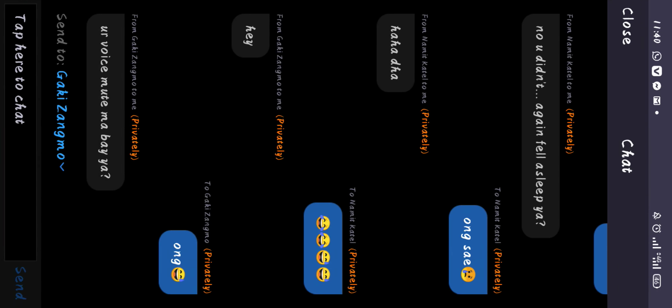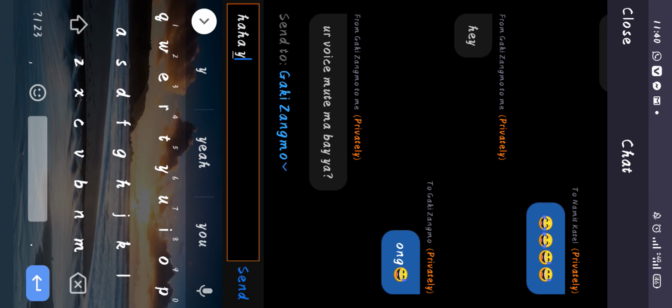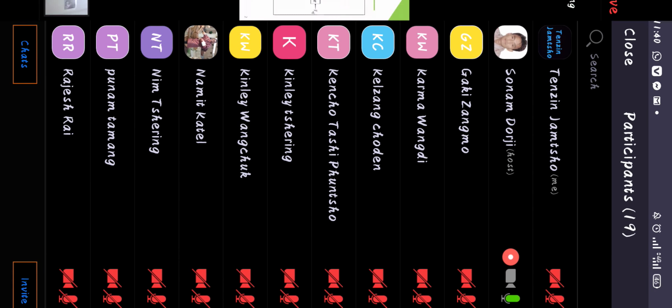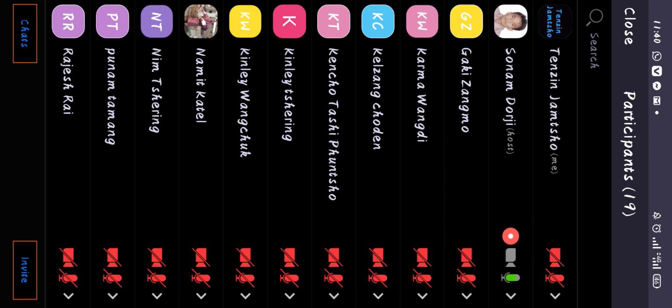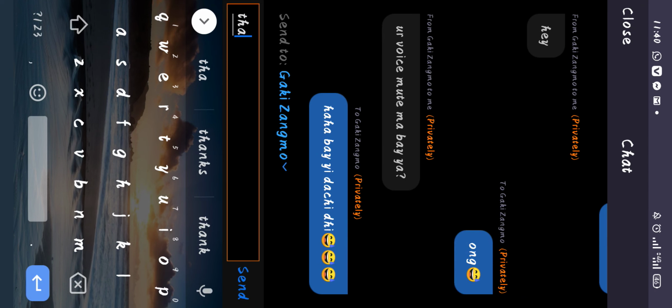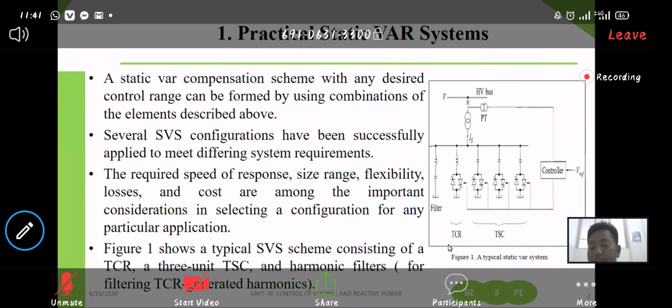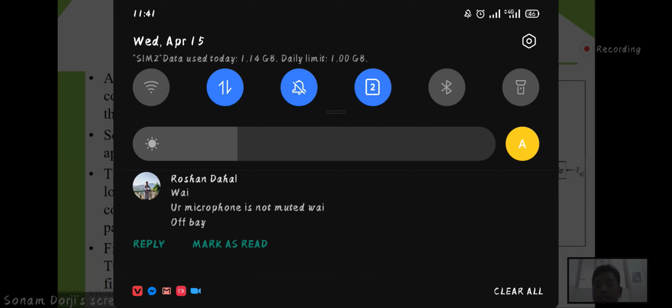So this practical static VAR system is actually a combination of TSC and TCR. If you observe very carefully, you will see that the number of TCR employed is less, whereas the number of TSC employed is more. Here, for example, I have given 3 TSC and only 1 TCR. So what could be the reason for using a smaller number of TCR and a larger number of TSC in a practical static VAR system?